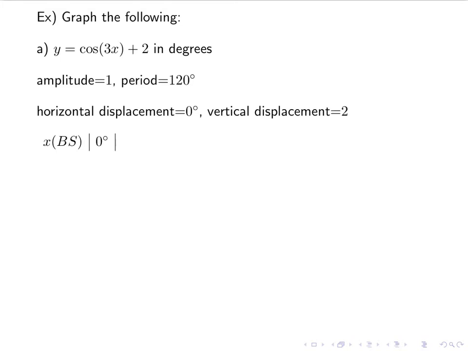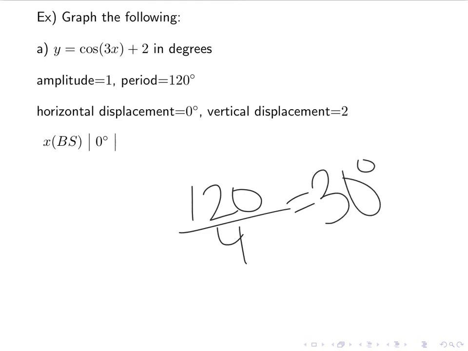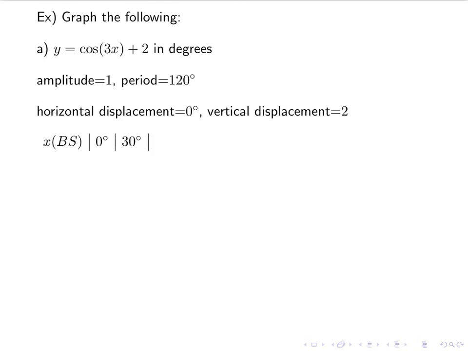So this still starts at 0, right? And again, it's in degrees, so it's 0 degrees. And then we're going to have a quarter of our period. So our period is 120 divided by 4, and that's going to give us 30 degrees. So we have 30 degrees, and then we have another 30 degrees, and then another 30 degrees, and then another 30 degrees. And that's going to give us our 120 degrees. Remember, it always ends at our period.